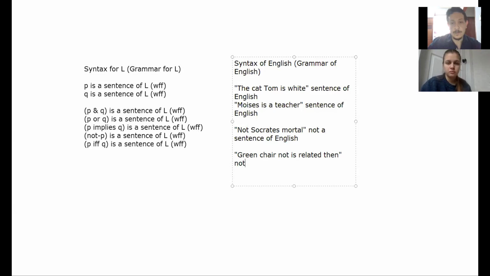So these last two are not sentences of English, but the two above are sentences of English. The cat Tom is white. And the one below, Moises is a teacher.